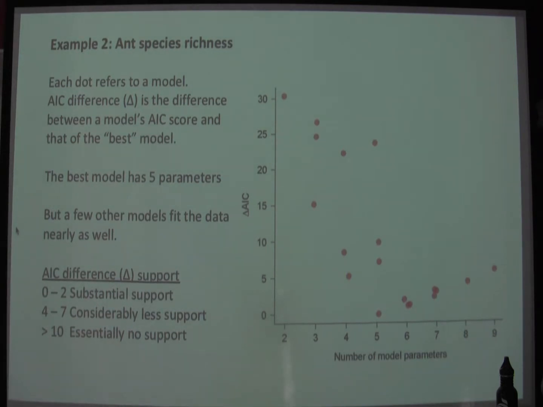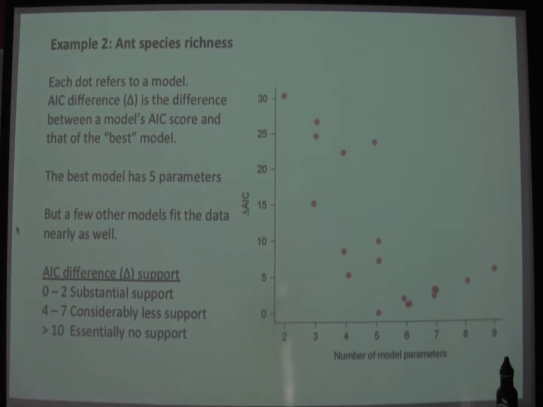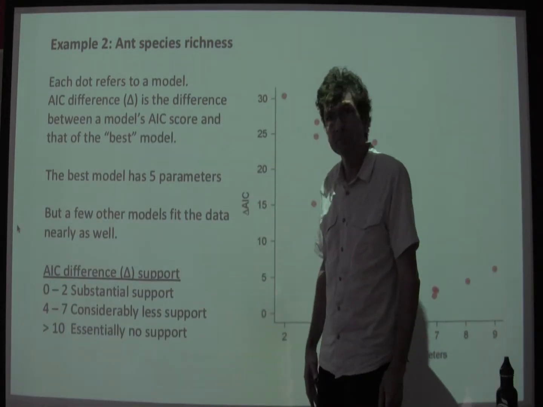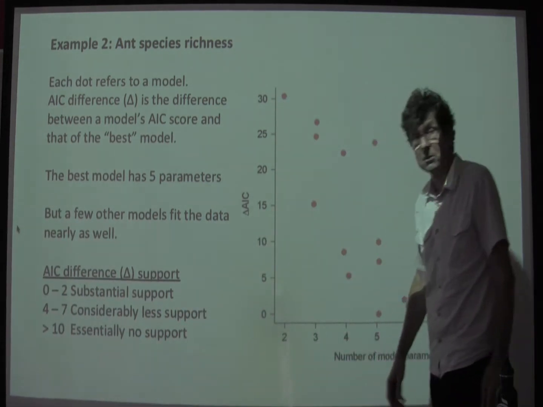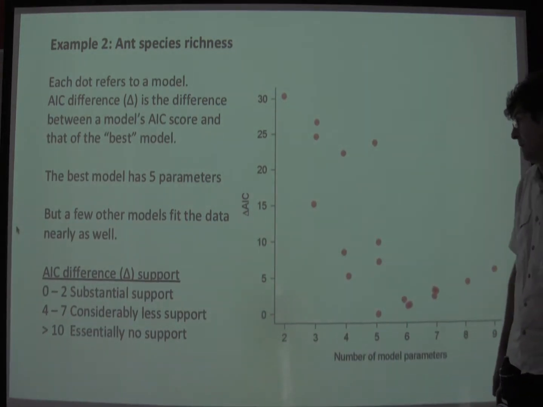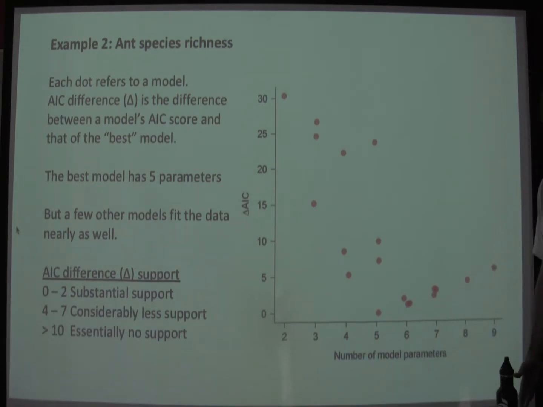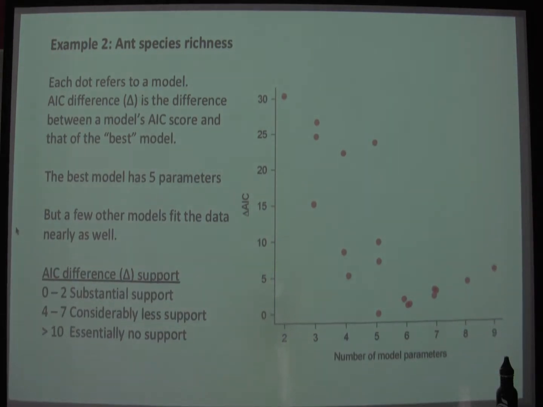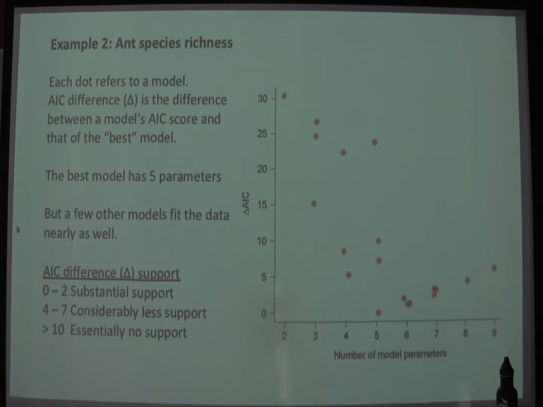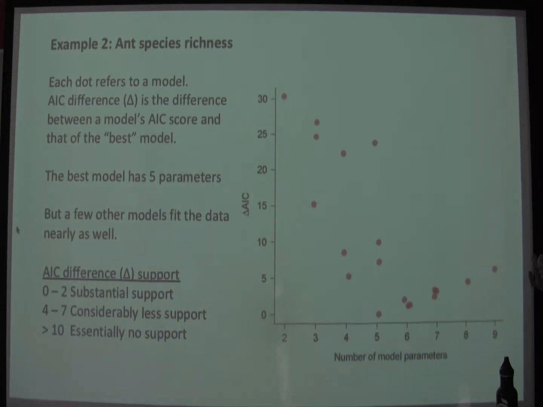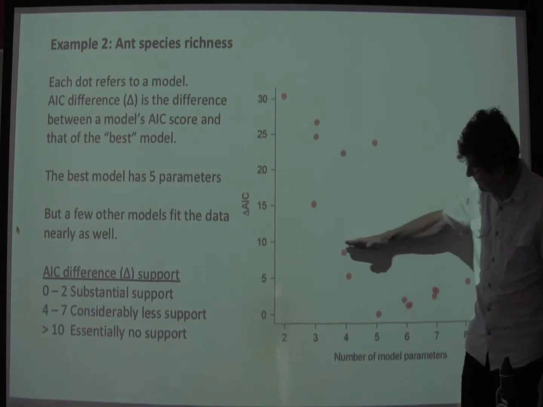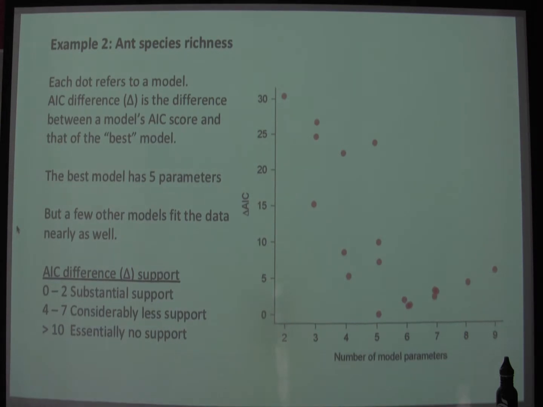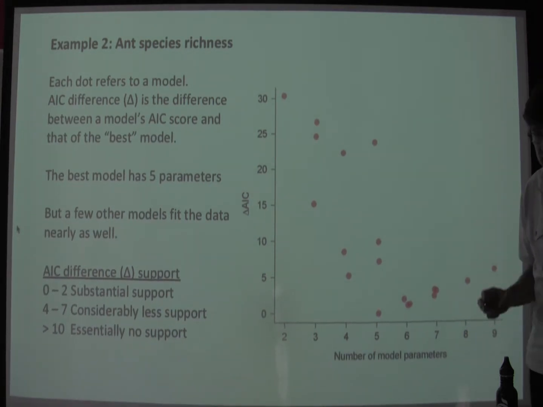The convention is to include any model in your confidence set that has some support. Any model within 2 AIC units of the best model is basically indistinguishable from it. And any model on the order of 7 or less has less support, but nevertheless some support. At some point we can cut this off and say these are all the models that fit the data nearly equally well, or at least have some support from the data. And that represents our confidence set of models.